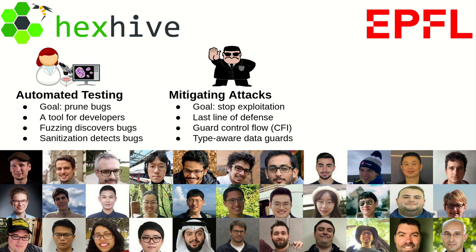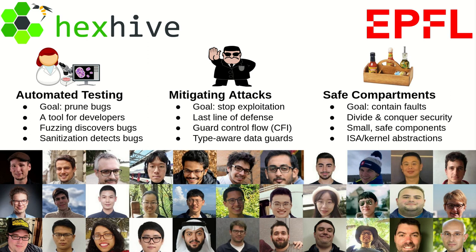Using the information that we have learned from this automated testing, we apply mitigations. And mitigations are an additional safety measure. Think of it as an insurance that you're applying on your code. Whenever code is being shipped to a user, mitigations make sure that any remaining vulnerabilities are being stopped. Right? It's some kind of a last line of defense. And here we're looking at control flow integrity and type-aware data guards to protect the users from any remaining threats.